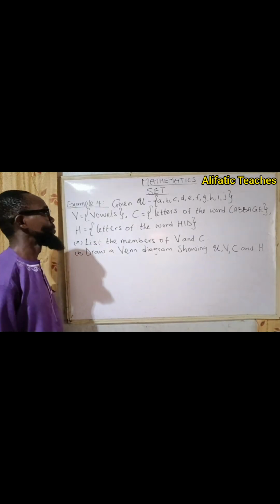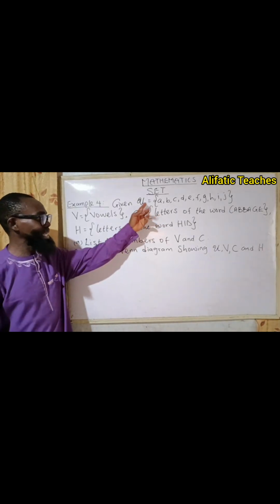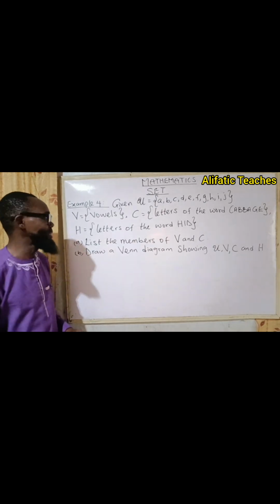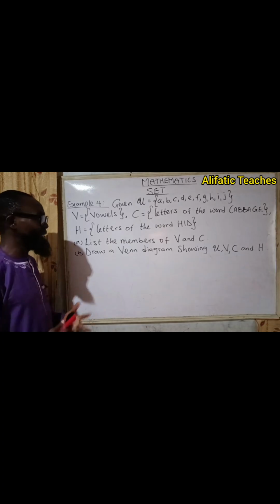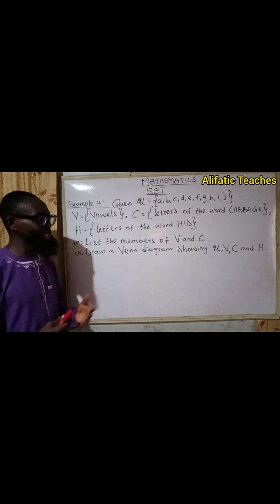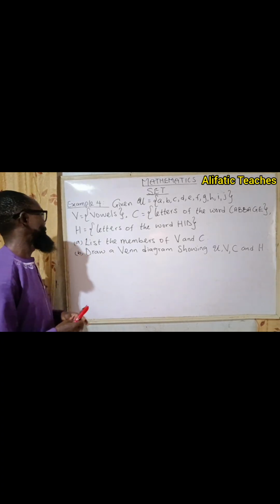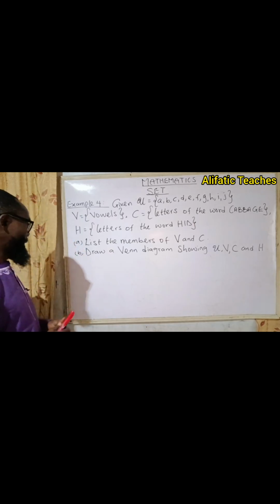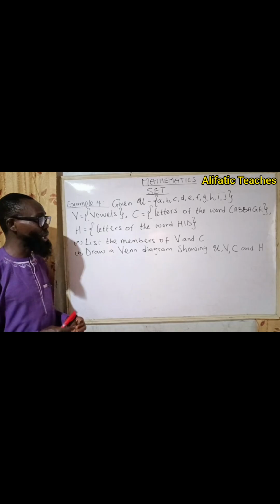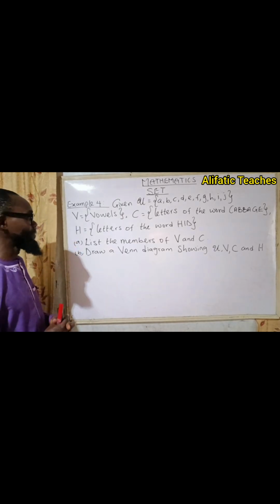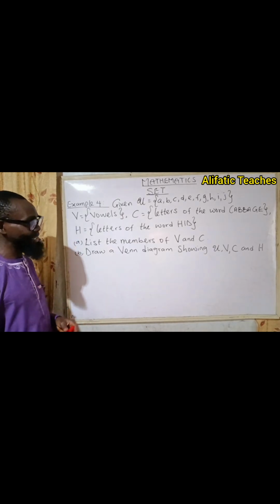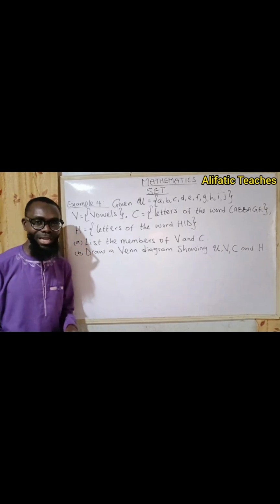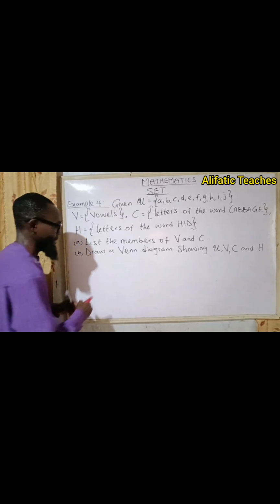Example 4. Given the universal set A, B, C, D, E, F, G, H, I, J, V the vowels, C the letters of the word cabbage, H the letters of the word heat. Question A: list the members of V and C. B: draw a Venn diagram showing the universal set, V, C, and H. So let's start.